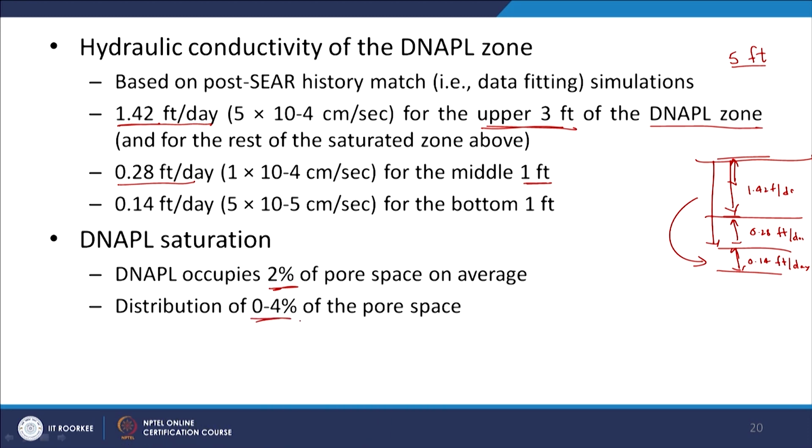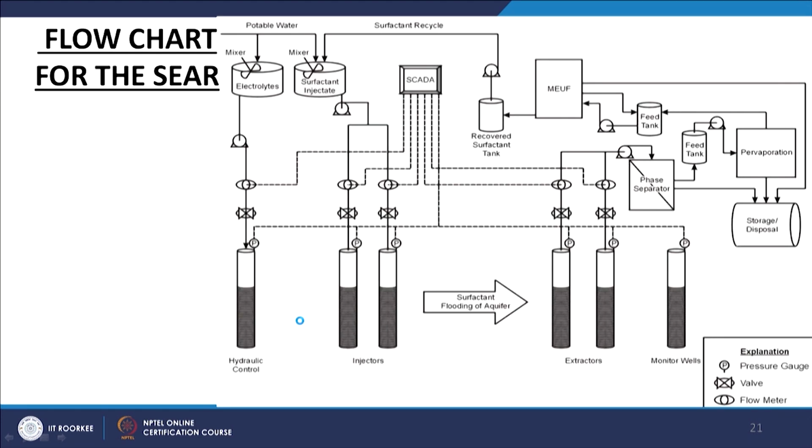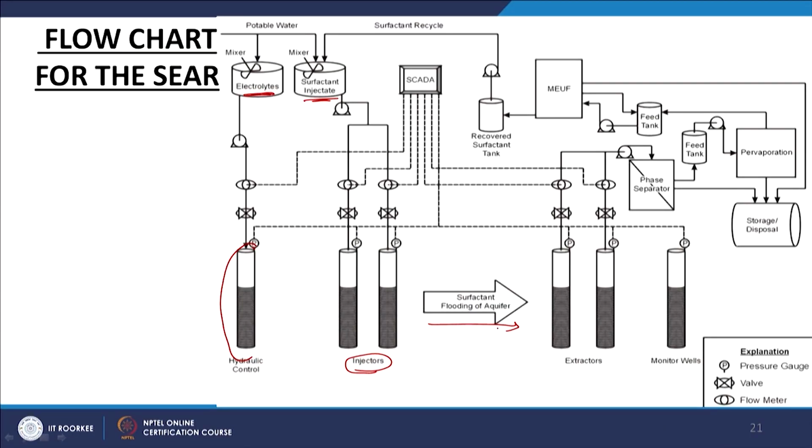The distribution is around 0 to 4%, whereas the earlier case was 14% by weight, and we are just going to look at the schematic here. What do we have here? We have the surfactant injectate. As I mentioned, they were also looking at some electrolytes being added to this solution. They were also maintaining some level of hydraulic control, and you are injecting the relevant solution, which is surfactant, electrolyte, and some other solvent that they used in this particular case. Then the surfactant is flooded through the aquifer, and through the hydraulic control the surfactant moves towards the extractors.